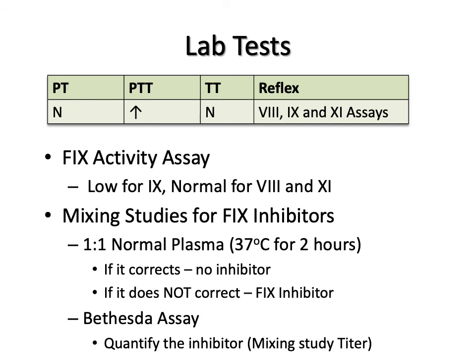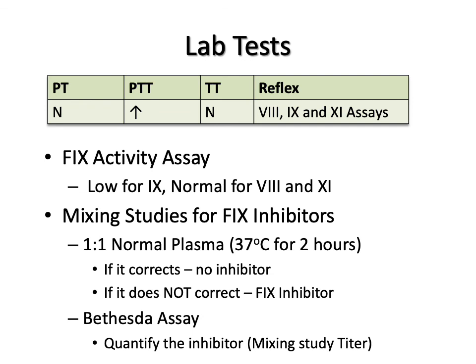As previously mentioned, around 3% of patients who receive recombinant factor IX concentrate will develop anti-factor IX antibodies or inhibitors. A factor IX activity assay is performed, which should show low activity for factor IX, but normal activity for factors VIII and XI.